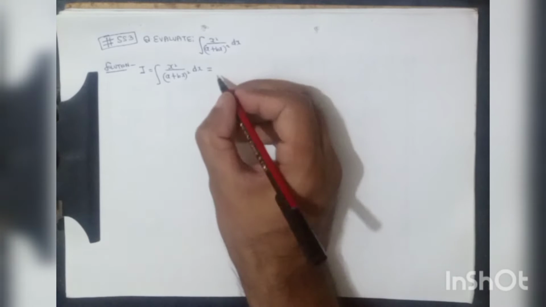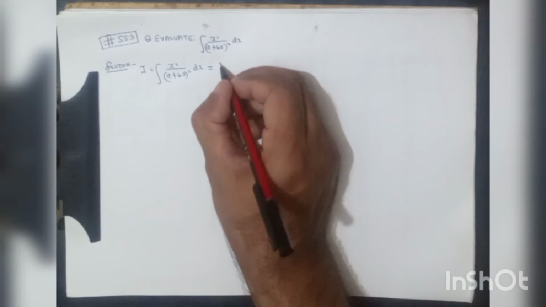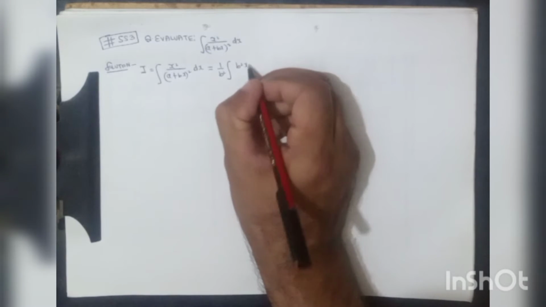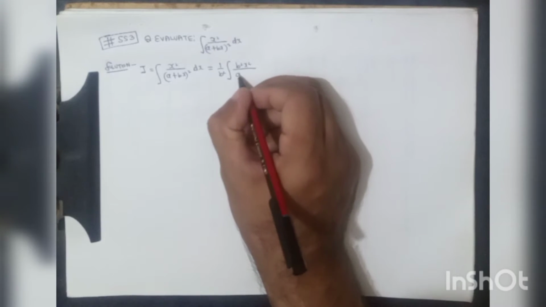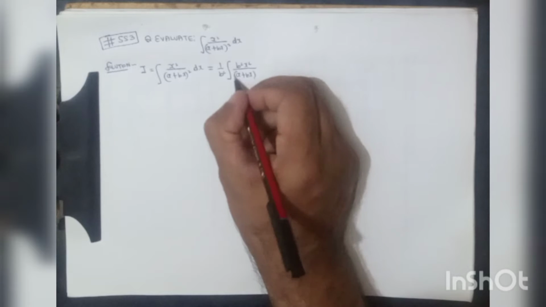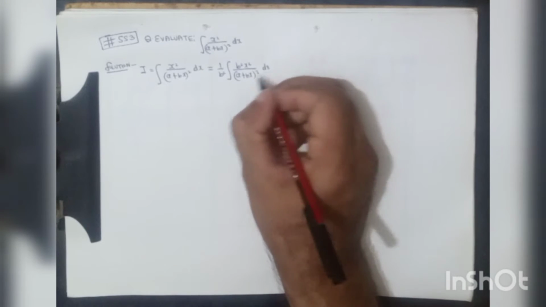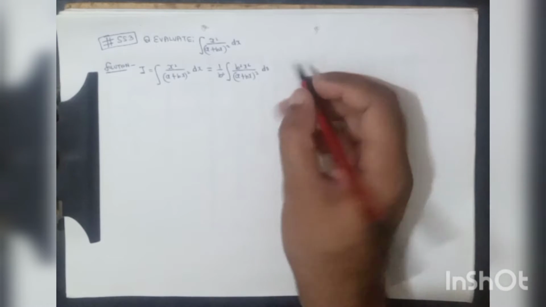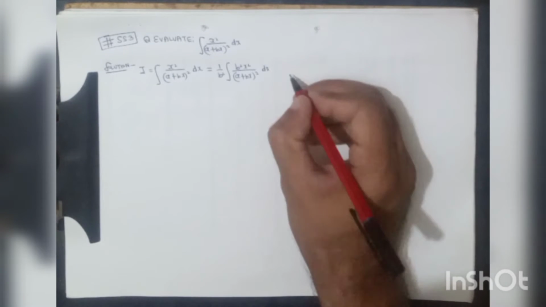So this may be written as 1 upon b square integration of b square x square divided by (a plus bx) whole square dx. Here we have multiplied and divided by b square, so there is no change.